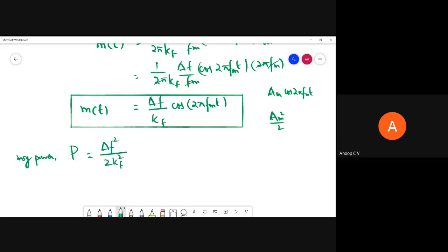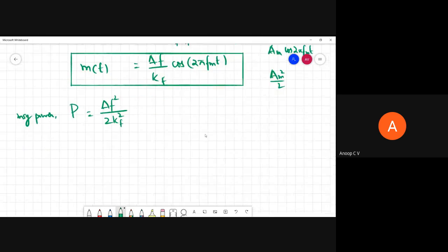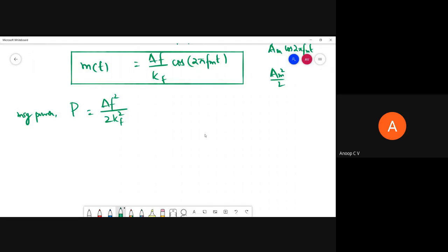So this will be our power. Message power will be delta f square by 2 kf square. So now, as we have this, we'll try and substitute this in the expression for figure of merit. We already know it is equal to 3 kf square p.